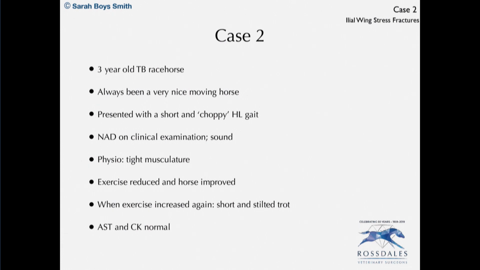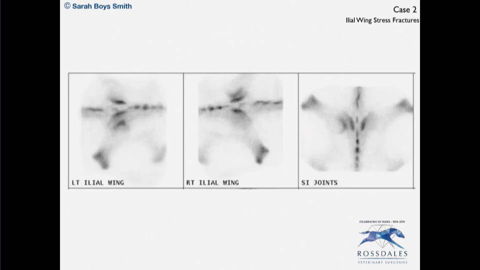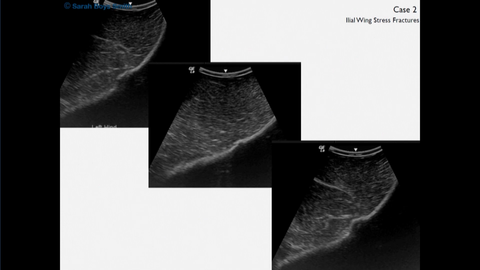And on ultrasound, again, we've got evidence of an increased uptake of the radionucleotide. Again, that is incomplete in nature. And again, what we can see is a more chronic appearance ultrasonographically compared to case 1. So this has obviously been more long-standing and been going on a little bit longer compared to case 1. So again, that's important to know because that might affect your management going forward and how quickly you can progress this horse through to exercise and stepping him up again.